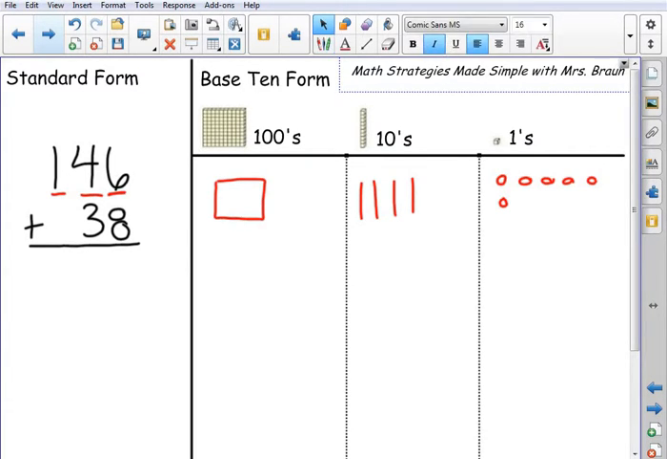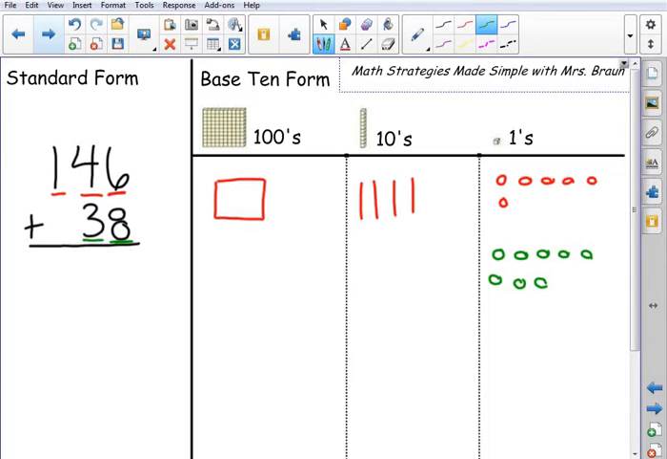Then I'm going to move down to 38, and I'm going to represent 38 the same way. There's 8 in the ones place, so I'm going to draw 8 ones. And then there's 3 in the tens place, so I'm going to draw 3 tens. Now I'm still adding, so I'm combining these numbers together, so I'm going to see how many I have in each column. So in the ones place, I've got 1, 2, 3, 4, 5, 6, 7, 8, 9, 10, 11, 12, 13, 14.